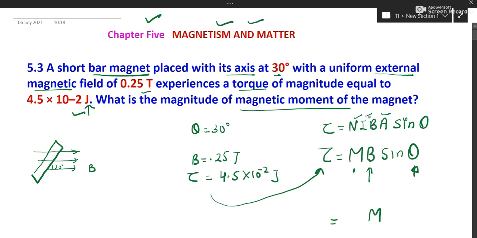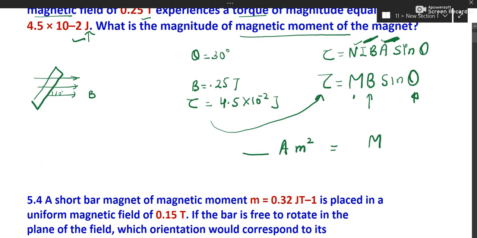Just remember the units of magnetic moment. It's ampere and meter square. So you can report the answer as ampere meter square. Getting to the next numerical.